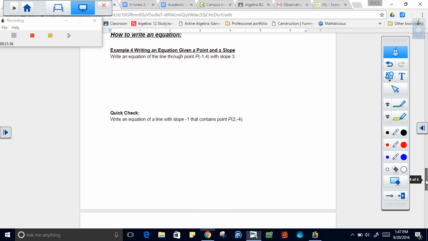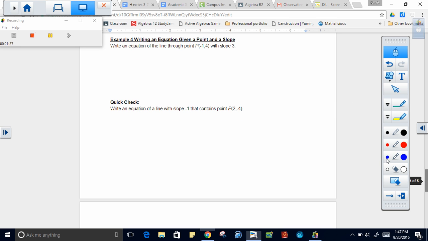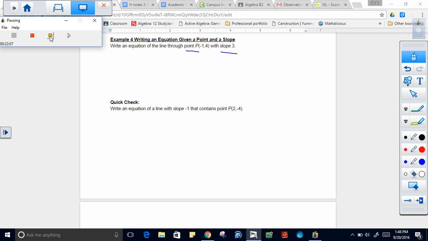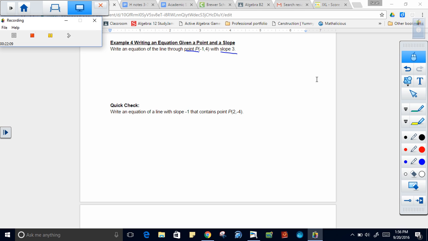Your next learning target is kind of going in reverse, so that's what we're going to talk about here. So above, if you are given an equation, you can make a graph. Here, I want you to write an equation if it goes through this point and has this slope. So your first thing should be to decide what you have for choices here. What I mean by that is you have a point and a slope.